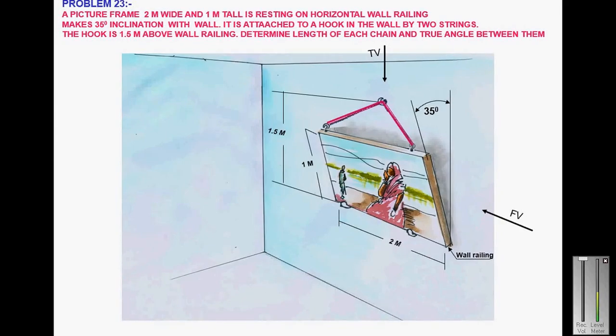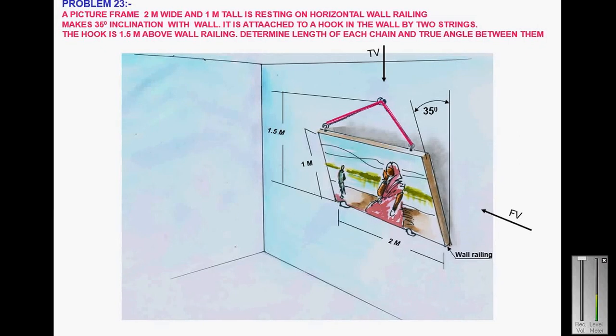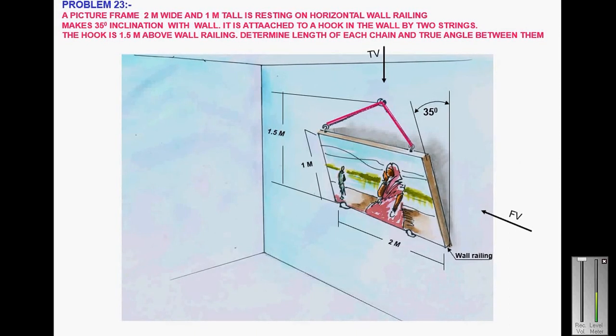And another one, a picture frame 2 meter wide and 1 meter tall is resting on a horizontal wall railing and makes a 35-degree inclination with the wall. It is attached to a hook in the wall by 2 strings. The hook is 1.5 meter above the wall railing. Determine the length of each string and the true angle between them.